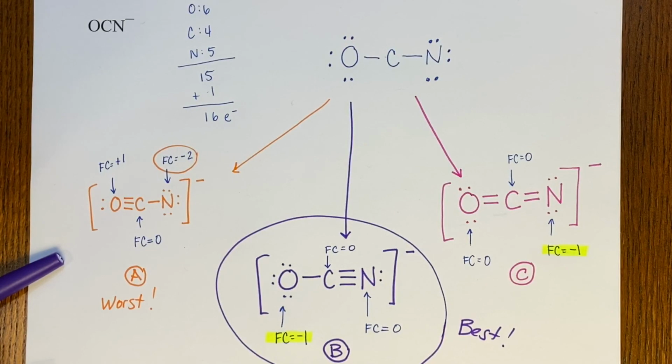Structure A is our worst structure, and that will be the structure that contributes least to the resonance hybrid and does not really resemble the behavior of the molecule at all.